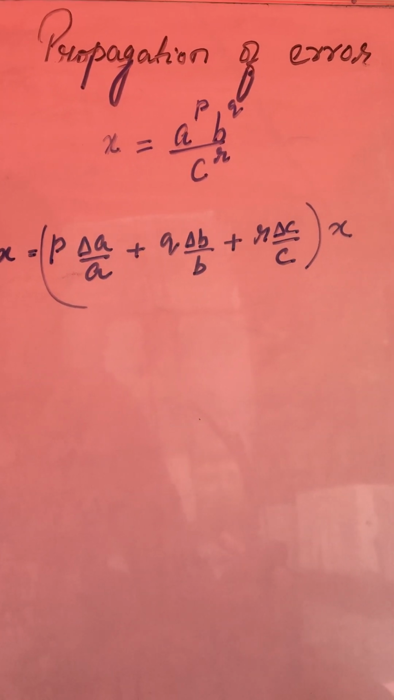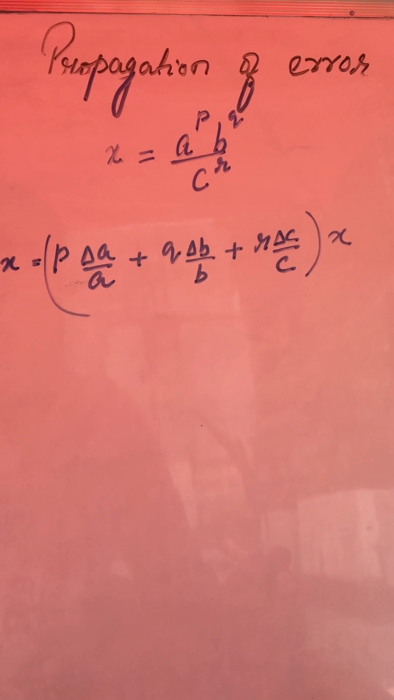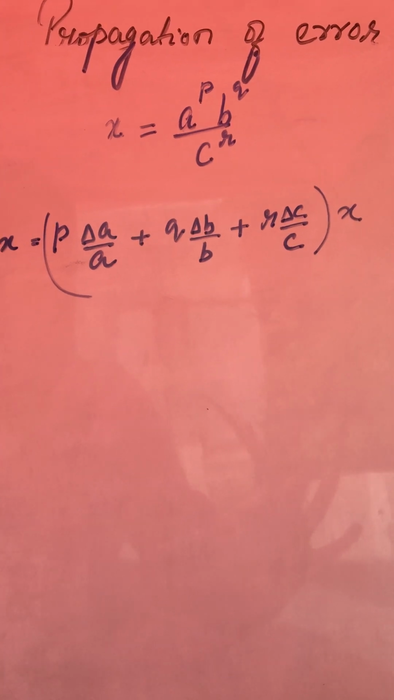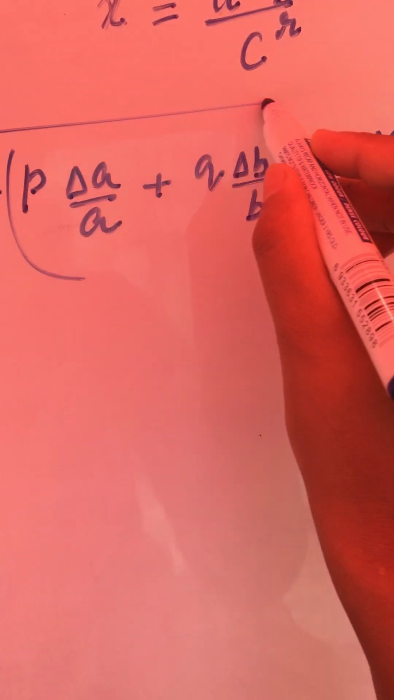Fine, can you see it? So the power will come in the front. There will be no negative. This is the formula you need to know.